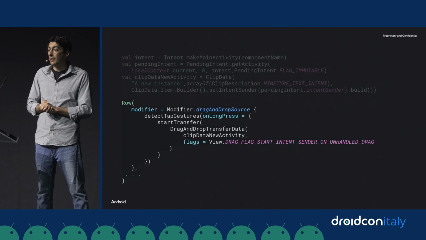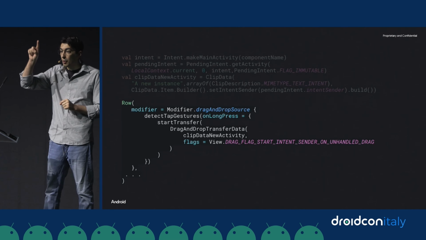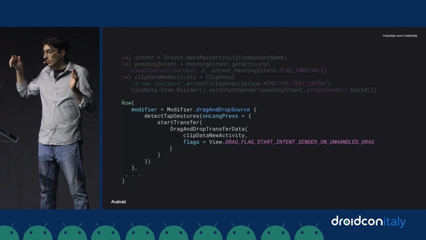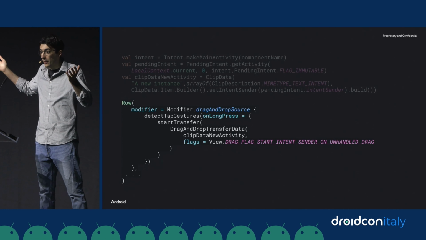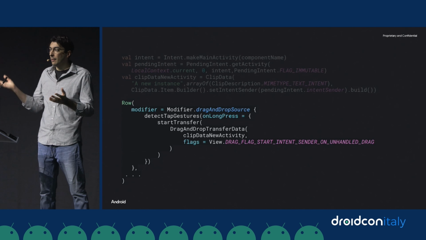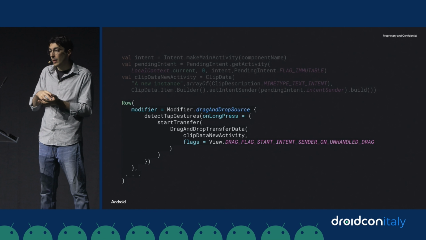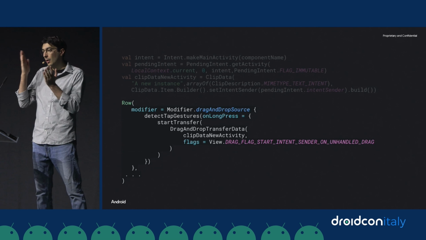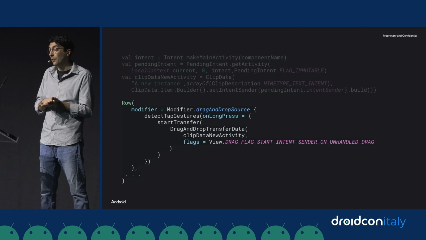intent sender on unhandled drag. That means if the drop ends on the wallpaper, not on any app, it will be consumed by the system that will start the activity that is specified in the clip data.